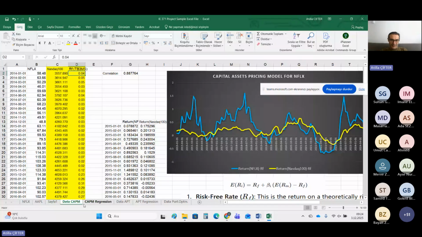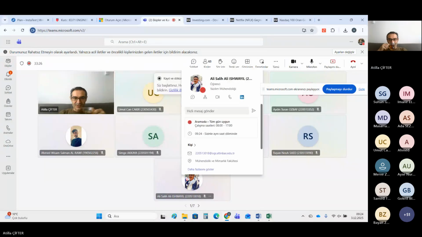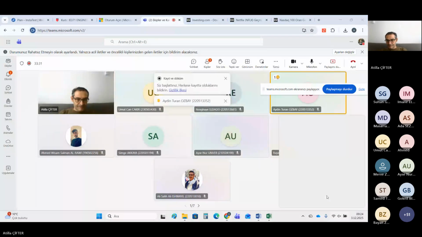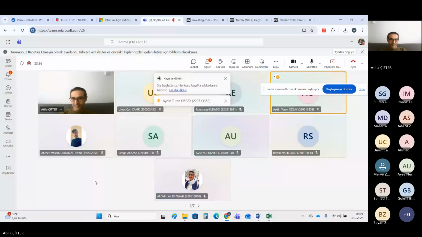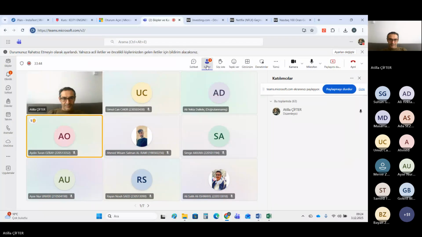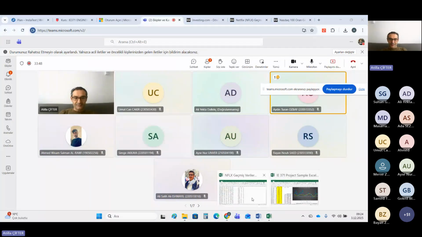So if you have any question for capital assets pricing model, I can answer, and then we can go to the next, which is arbitrage pricing theory step. Yes, any question for capital assets pricing model? Any question? Okay, then we can go to the next step.